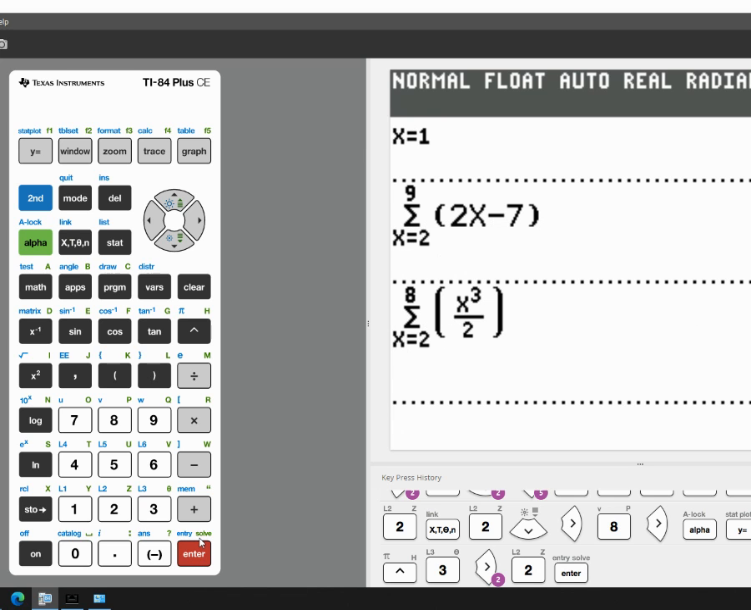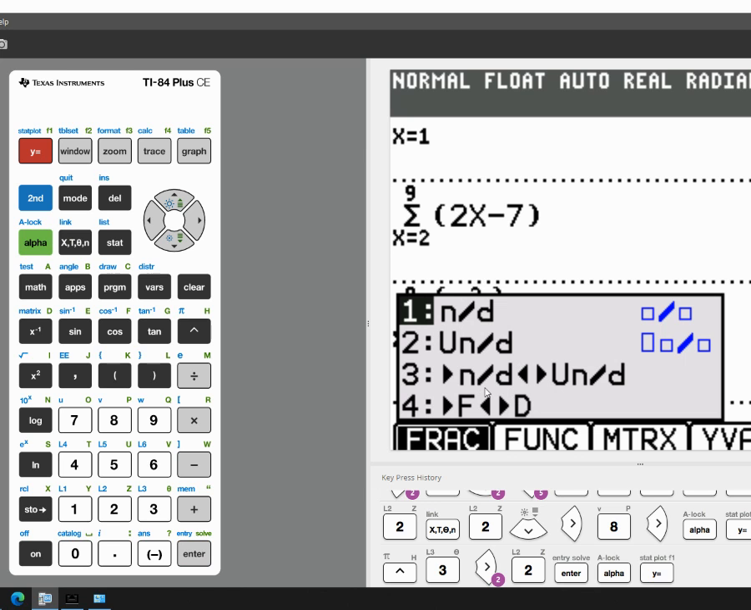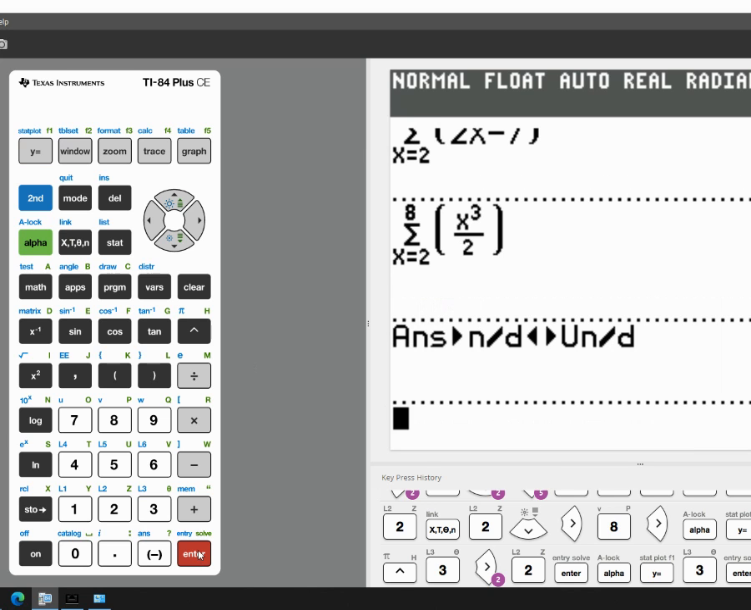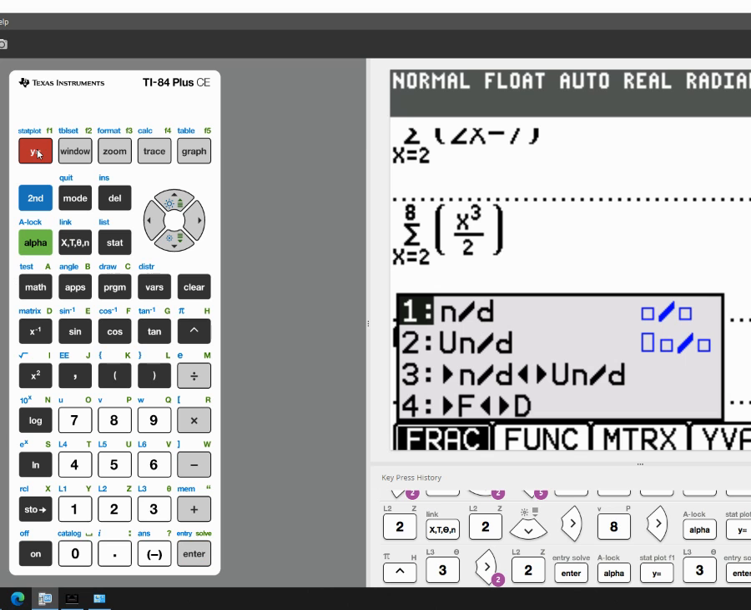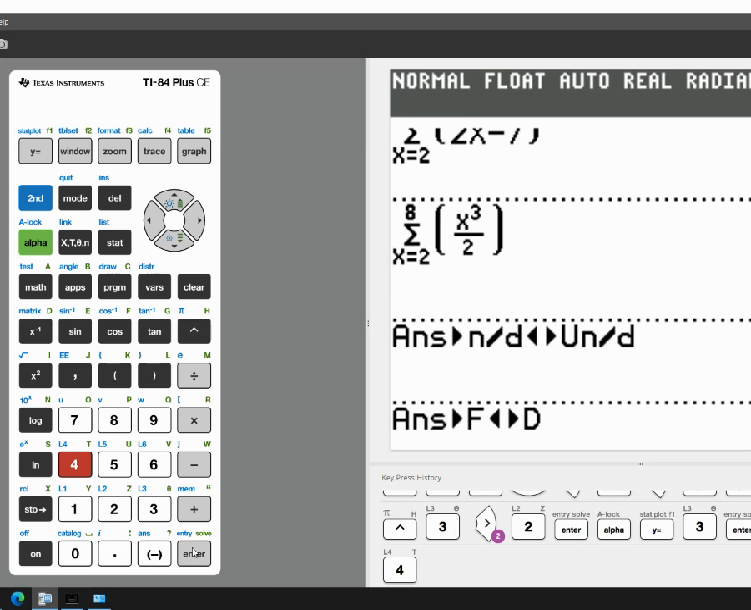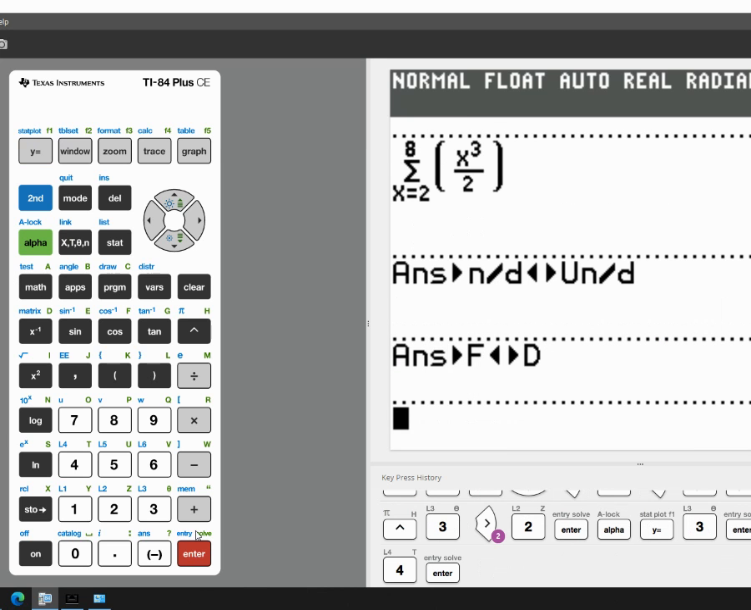It's improper. If you don't like it, y'all know how to change it in your calculator to a mixed fraction? Go alpha y equals, and y'all see number 3, how it says n over d? That's improper. U n over d is mixed. So go pick number 3, and it'll change that for you real easy. 647 and a half. That's a nice button to know in your calculator. You go same spot, alpha y equals, but you do number 4. F to D, fraction to decimal, vice versa. Either one is completely fine with me.